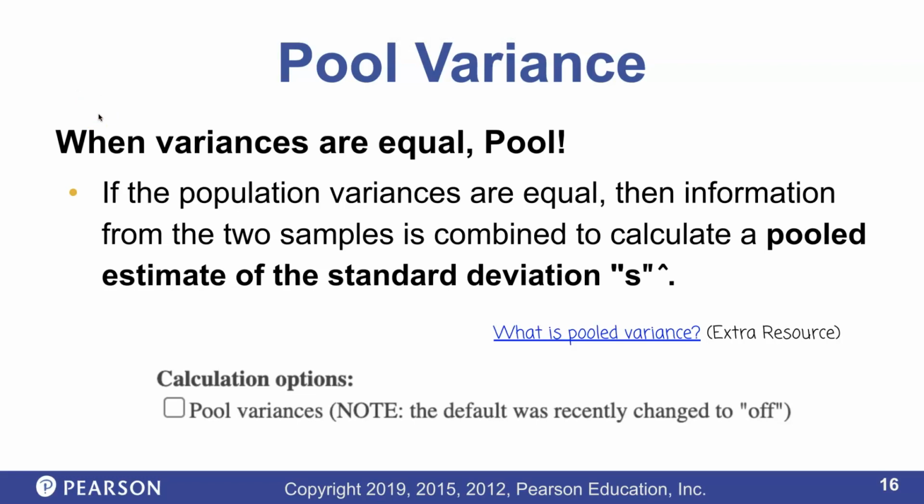When population variances are assumed equal, okay, we don't know them, but if somewhere in the problem it's telling you that you can assume population variances are equal, then information from the 2 samples is combined to calculate a pooled estimate of the standard deviation S hat.